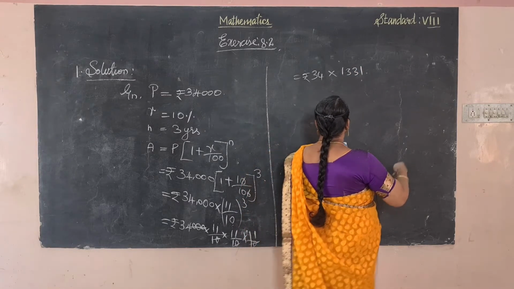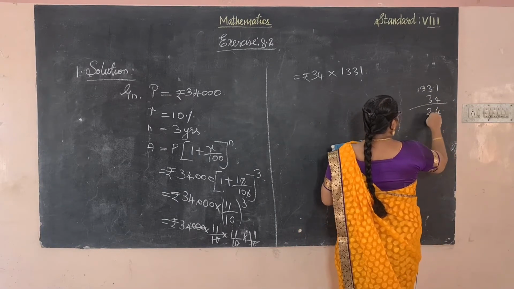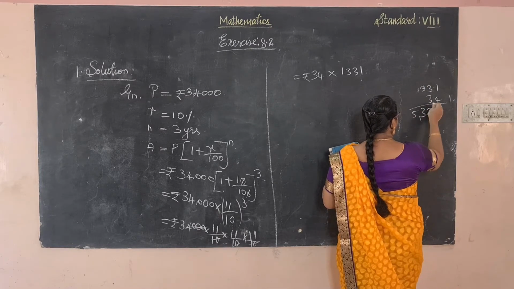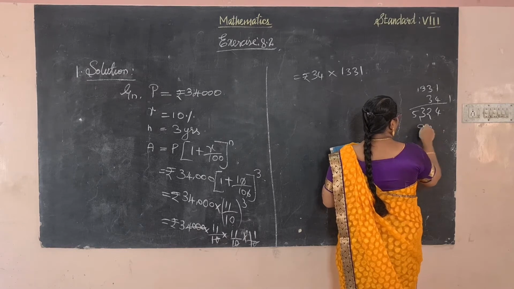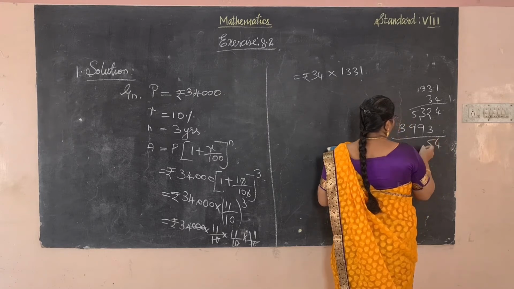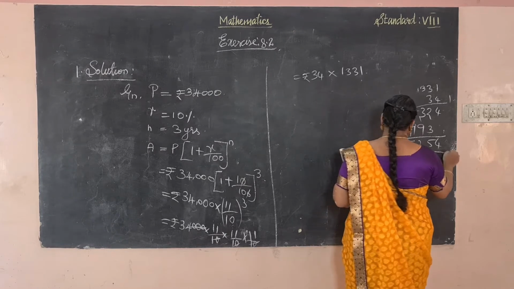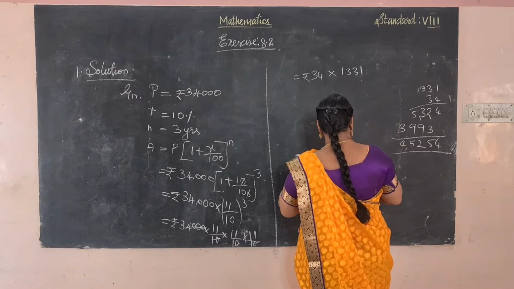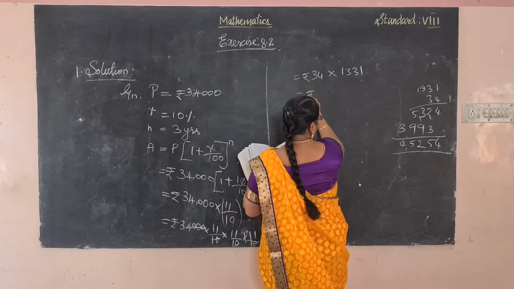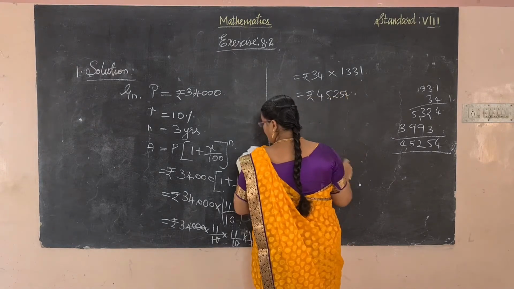11 cube is 1331. Now multiply these two values. We get 45,254. Right, this is the amount.